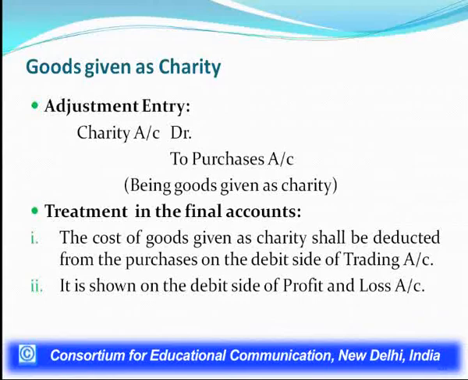How will we show it in the final accounts? We will show that the goods are not available for resale, so we shall deduct from the purchases, we will show less goods given as charity on the debit side of trading account. And then, being a loss of a non-trading nature, we will show it on the debit side of profit and loss account.